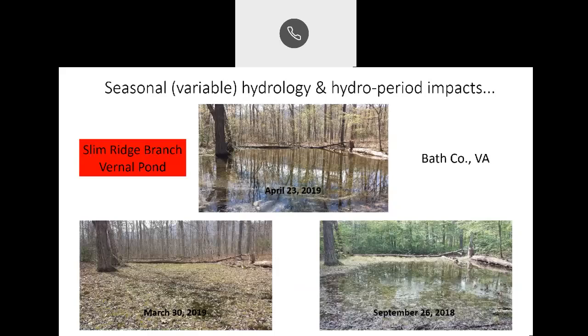This is one of those pools I inventoried for the forest, on the National Forest in Bath County. You'll note at the top of this image, that's the spring, and that's how that pool should look at full pond in spring. This is why we call them spring pools or vernal pools. They are full and teeming with life.